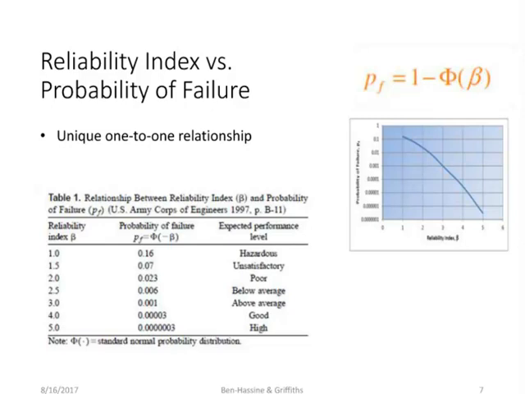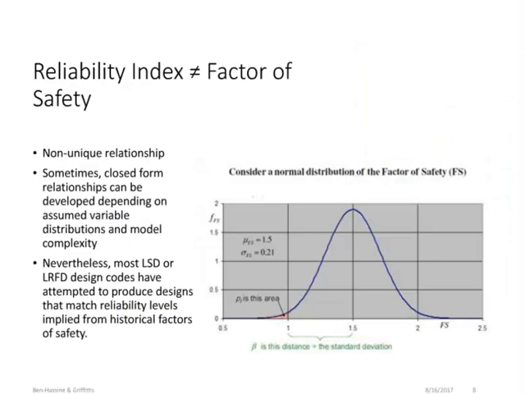One could be tempted to treat it like a factor of safety, but it is not a factor of safety. Between reliability index and the factor of safety, as we know it, like a global factor of safety, there is not a unique relationship. This graph here, for normal distributions, if you assume that the factor of safety is normally distributed, shows the approximate relationship between the reliability index and the factor of safety.